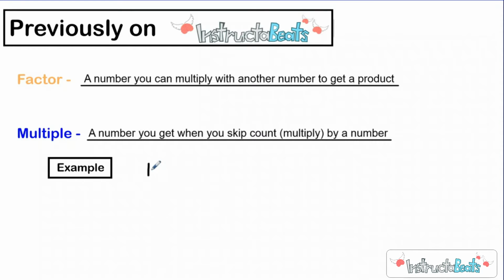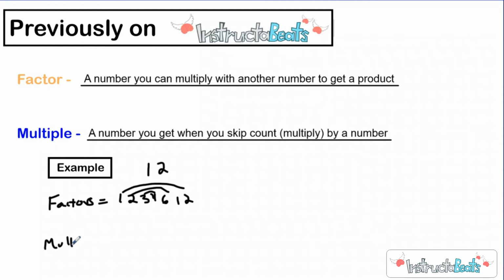So let's take a look at 12, right? My factors of 12 are numbers that I can multiply together to get 12. So 1 and 12, right? 2 and 6, 3 and 4. And a lot of times you might see them in a little factor rainbow here, right? These are numbers you can multiply together to get 12.